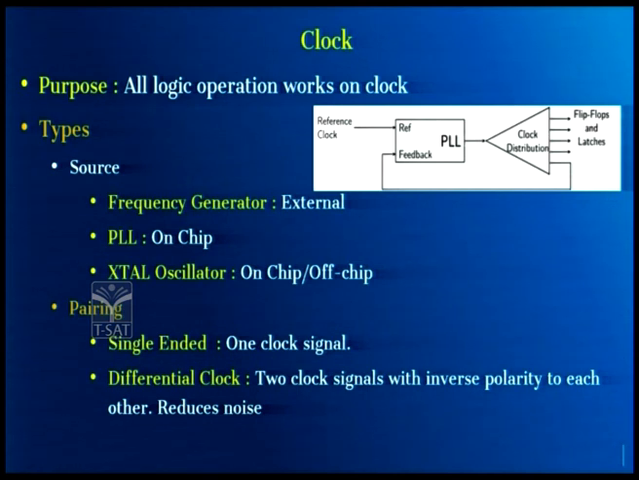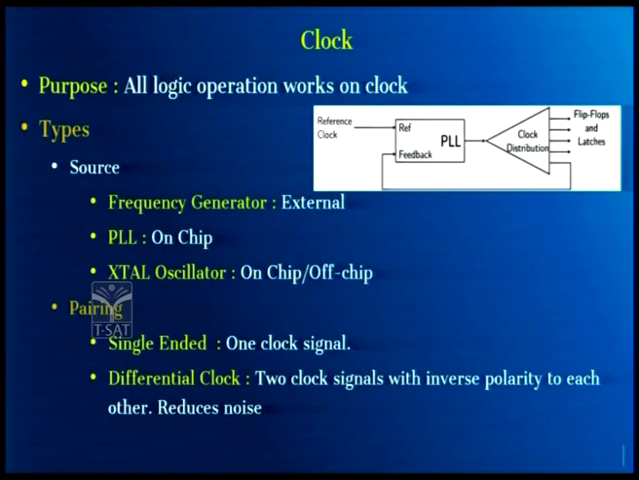Primarily, the first one is the frequency generator, which comes from an external source, a normal standalone generator. Usually this is meant only for debug, because when you go for a handheld or mobile device, you are not going to have a frequency generator along with you. Okay. The next one happens to be a PLL.